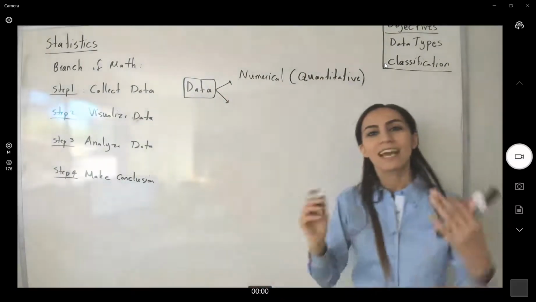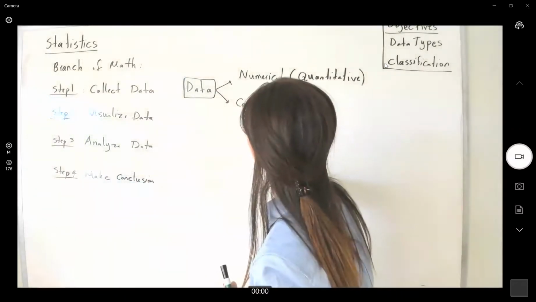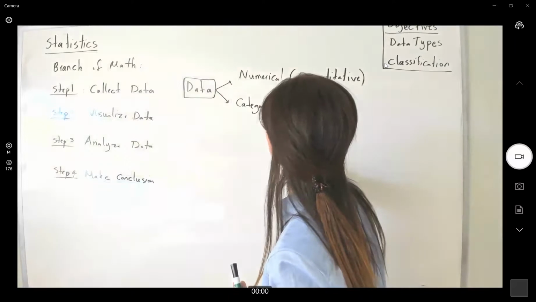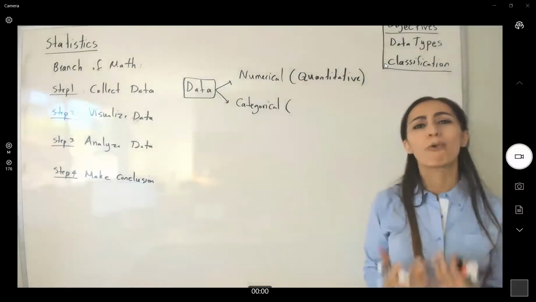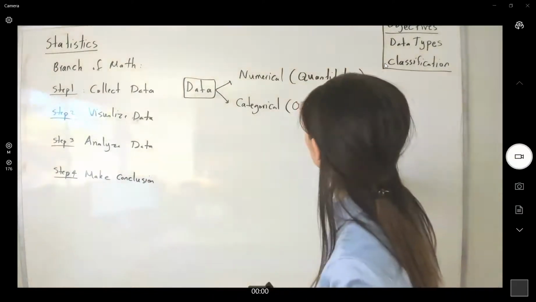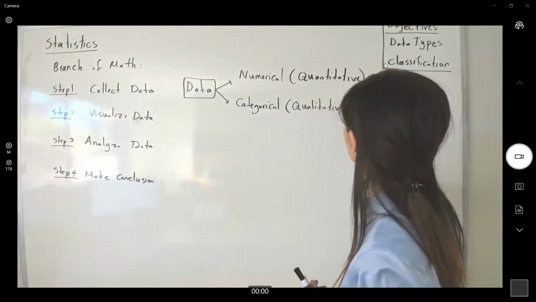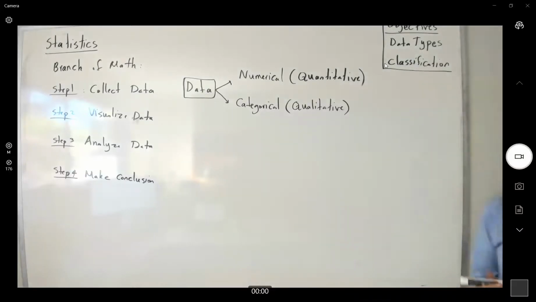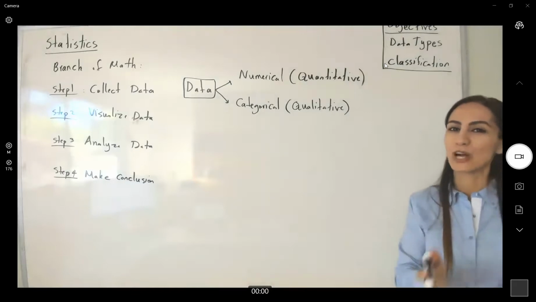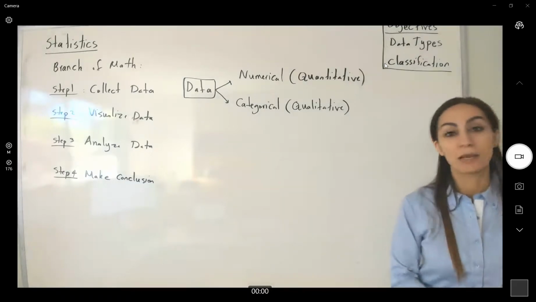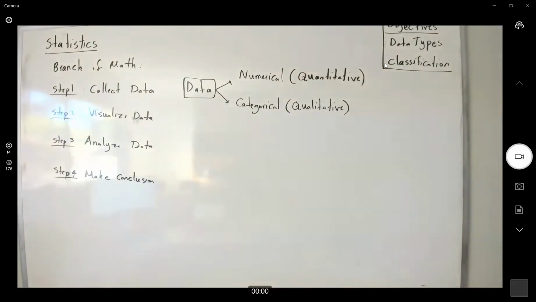Also, categorical data, or qualitative. It's related to the quality. Qualitative. Like hair color, eye color, blood type, social security number, postal codes, and so on. Very well.